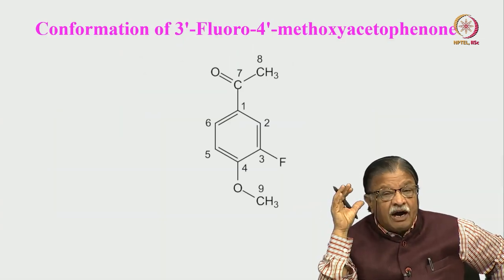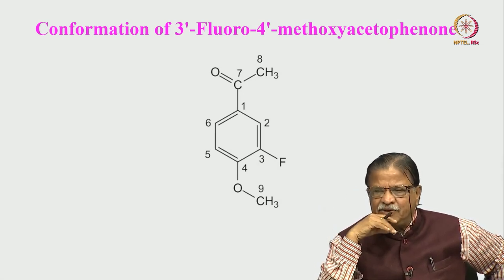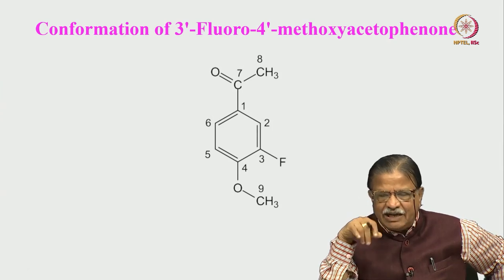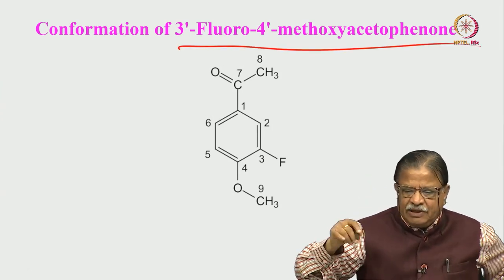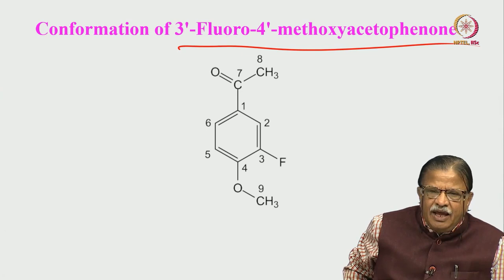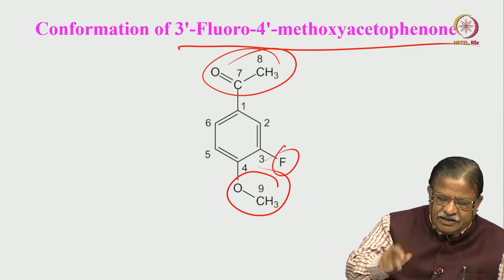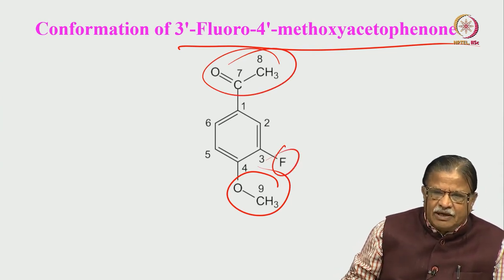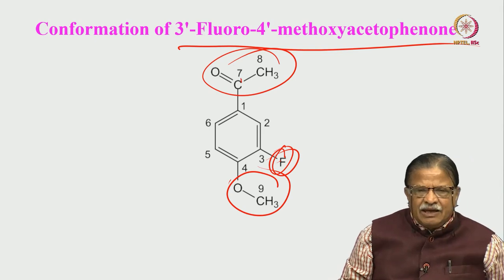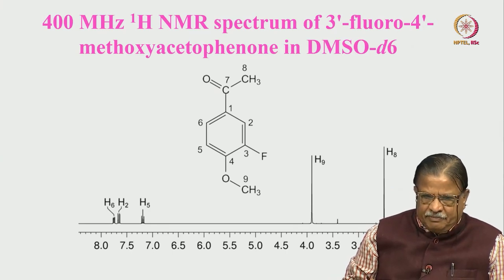We will extend further to how we can get information about site-specific substitution in phenyl groups, and how we can use NOESY. For that, I have taken the example of 3-fluoro-4-methoxyacetophenone. This is the molecular structure. Our main idea is to find where the OCH3 is with respect to fluorine. In other words, we need to get the structure of the molecule: where is the position of fluorine with respect to this and this. That information about the structure we should get, and we can use various methods like COSY, NOESY, everything will apply.